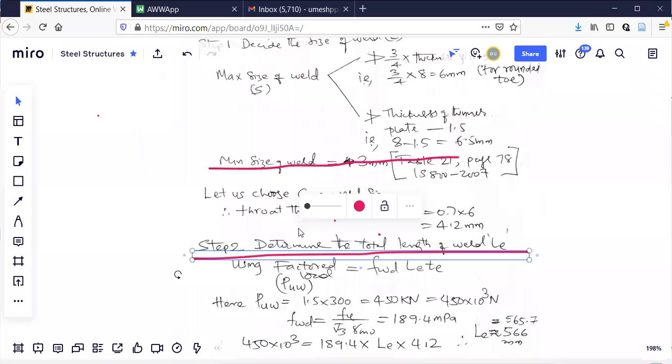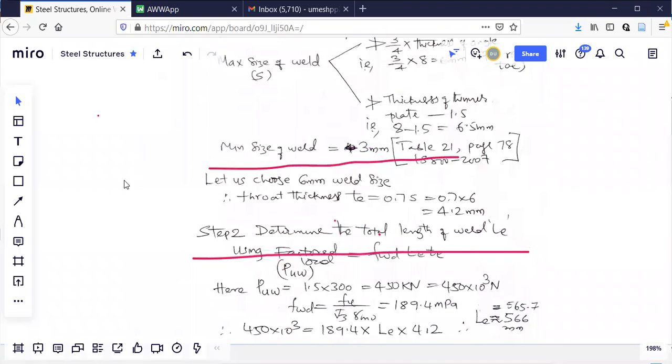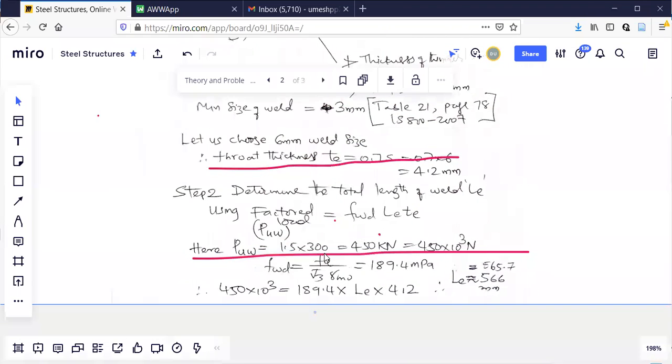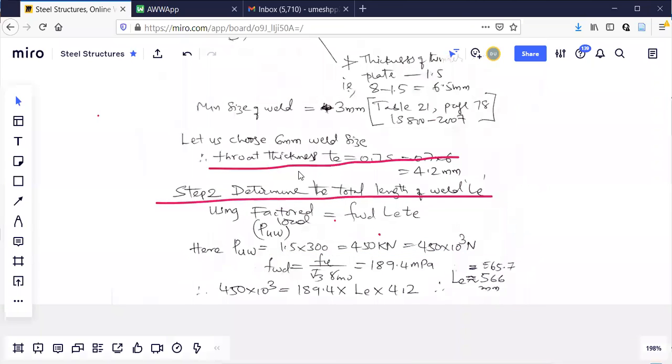In step 2, you look at it. Since he says working tensile force, I have converted it into ultimate factored load. So it has to resist a factored load of 1.5 times the working load, which is 300. So totally 450, which is 450 into 10 raised to 3. This must be equated with the strength of the weld.